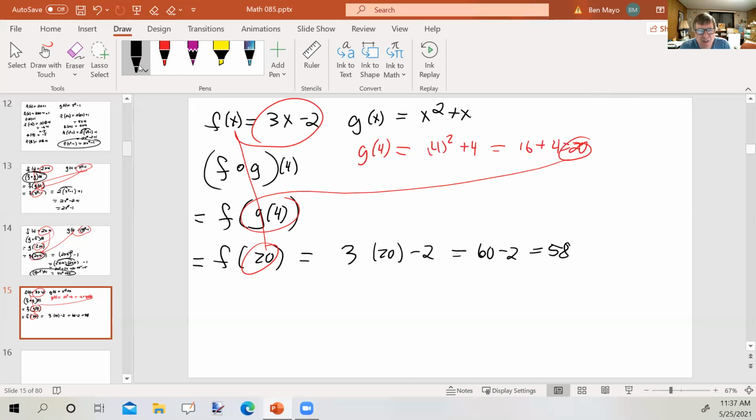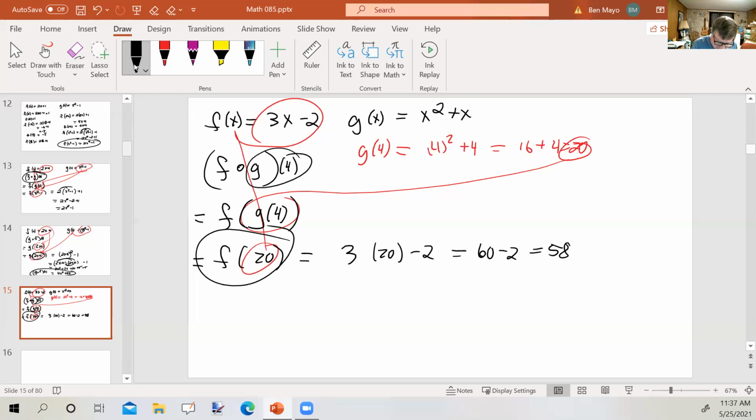Now, there's nothing really complicated here. It's just that you've got to get things in the correct order. F composed with g of 4, we start on the inside with g of 4, we get that value, and then we take f of that value, okay? So order is very important here, all right?